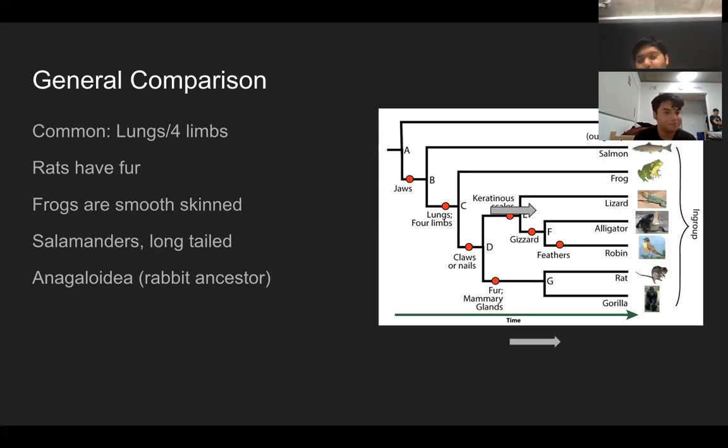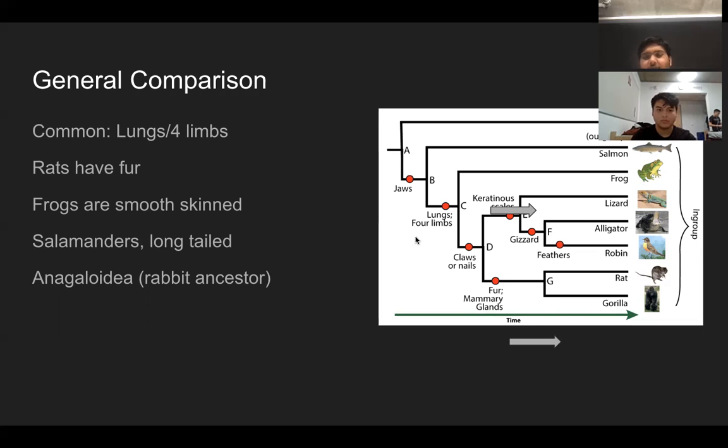All right, so going to a general comparison. The common thing between them is that they have lungs and four limbs. According to this phylogenetic chart, you can clearly see that. A couple of differences are that rats have fur and frogs don't. Frogs have smoother skin. They also don't look anything like each other. As you can see on this phylogenetic tree, the frog and the rat are pretty far apart. In fact, the only place they converge is that they have lungs and four limbs.